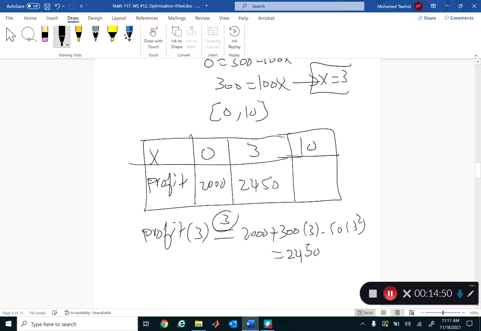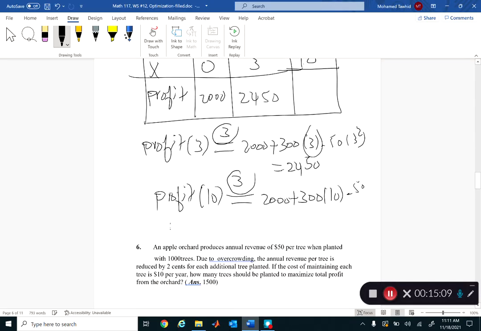2,450. And now what is the profit? The profit here, when x equals 10, you go to equation number 3, you have 2,000 plus 300 multiplied by 10, replace x by 10, and here minus 50. And what is your x? Your x squared is 10 squared, which is 100. 10 squared is 100, so you get 0.